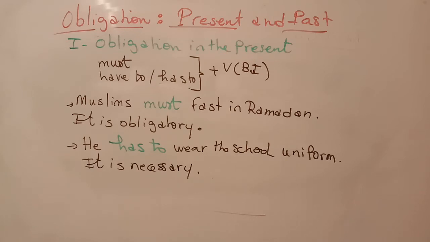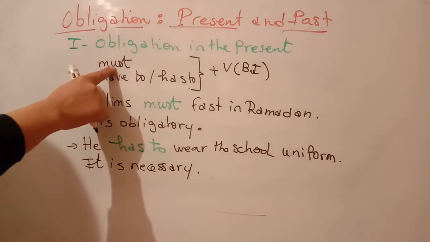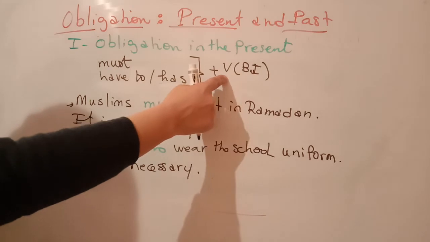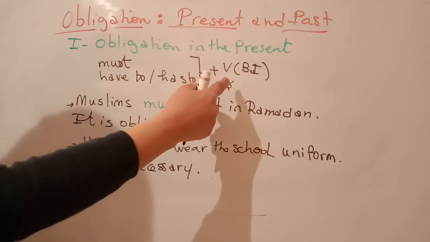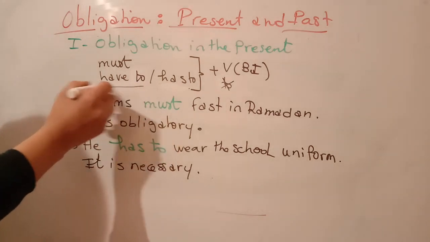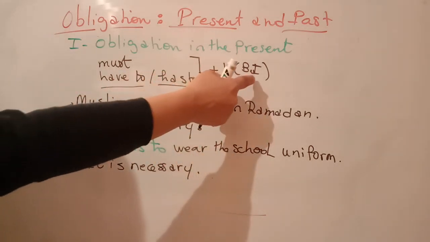Thank you in advance. Okay, so today, as you see on the board, we are going to study obligation in the present and in the past. Let's start then. To express obligation in the present, we use the following modals. We use must plus verb bare infinitive. So here when we say verb bare infinitive, it means zero to. We cannot say must to plus verb bare infinitive. It's incorrect, right?